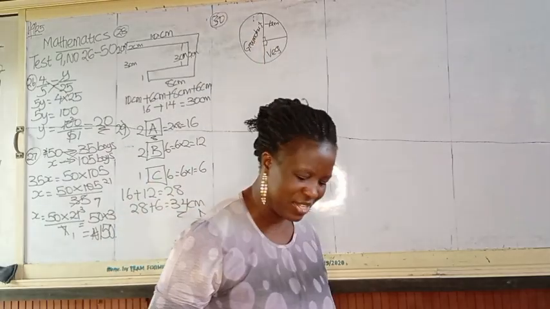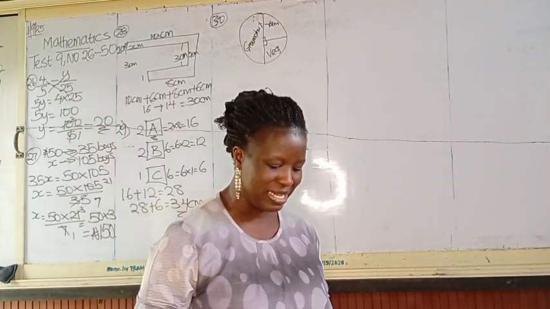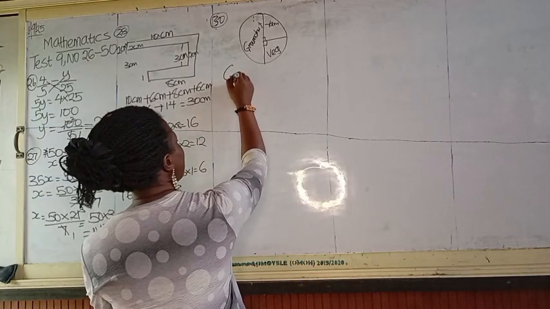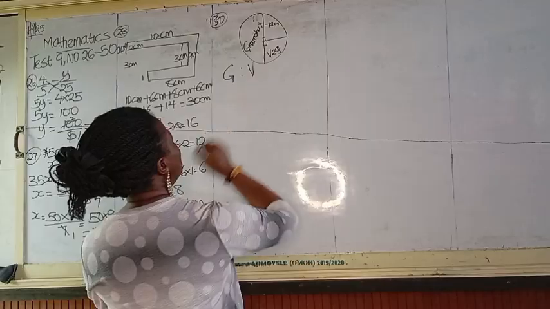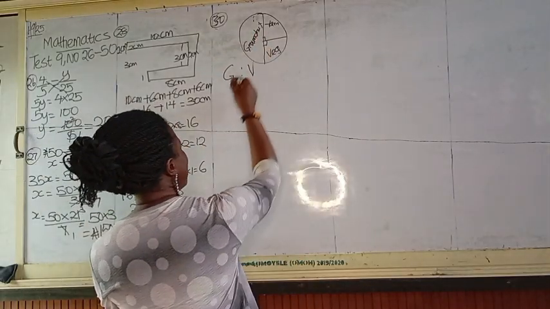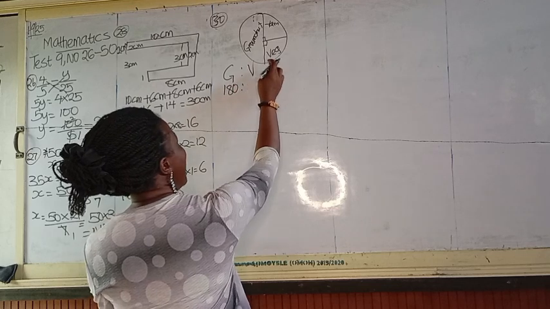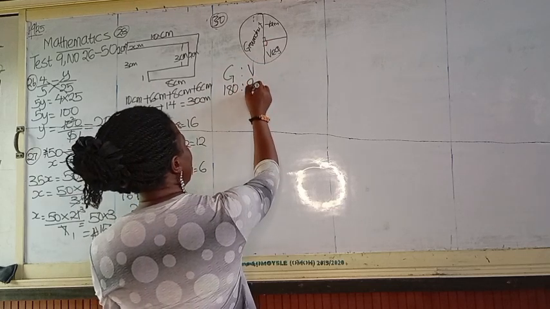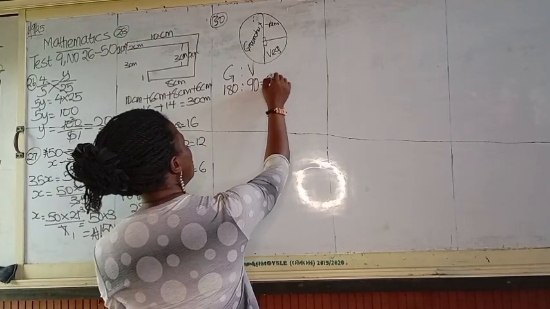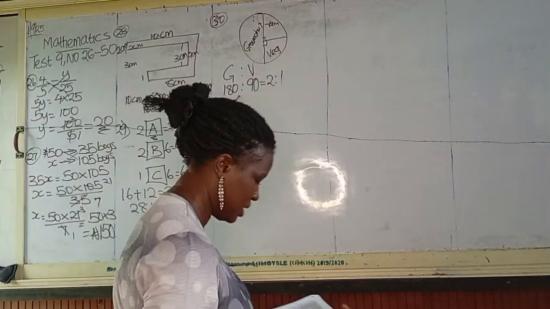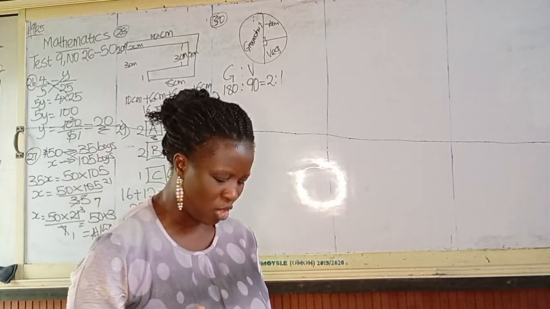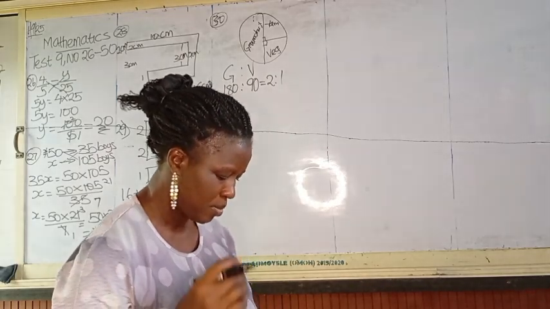They said, what is the ratio of the land used for groundnut to the land for vegetable? Groundnut to vegetable. So you can see that groundnut is what? 180, because this is 90, making 180. And vegetable is what? 90. So when we do the cutting, we got 2:1. That is 2:1.